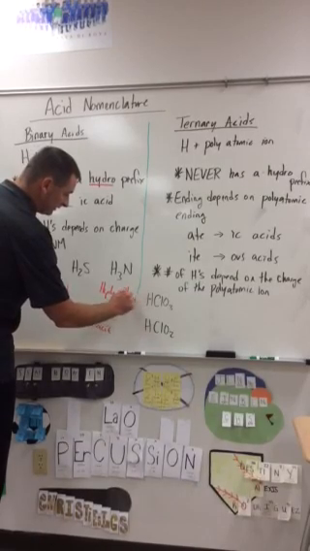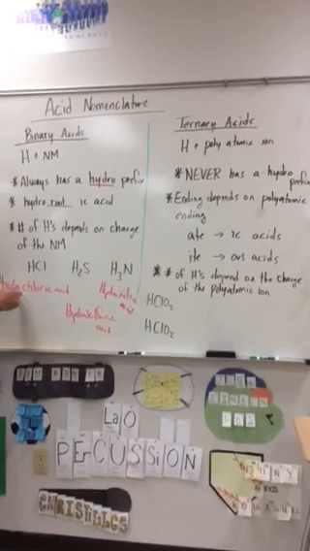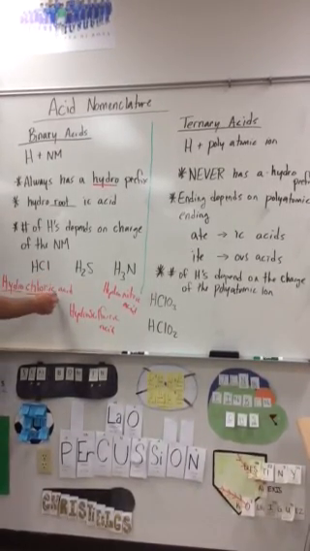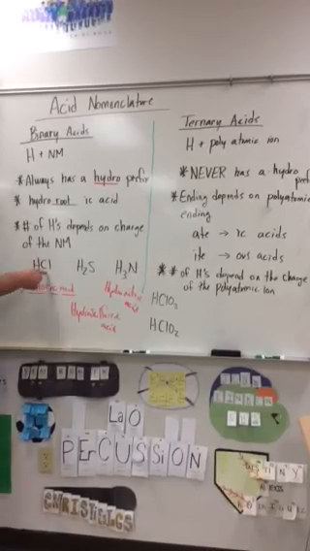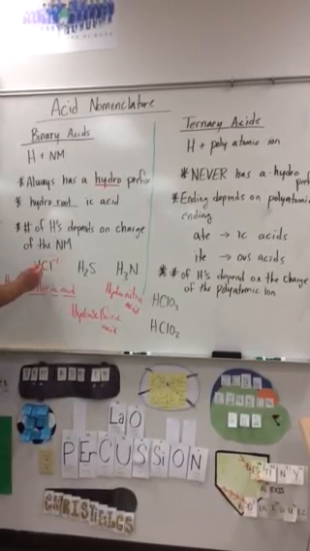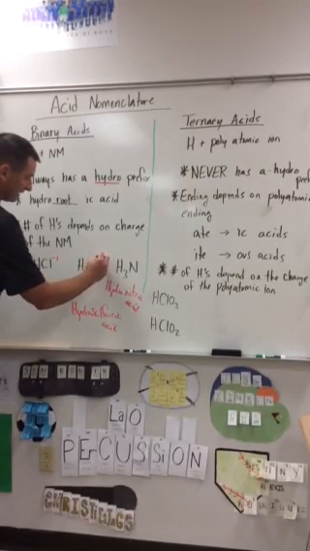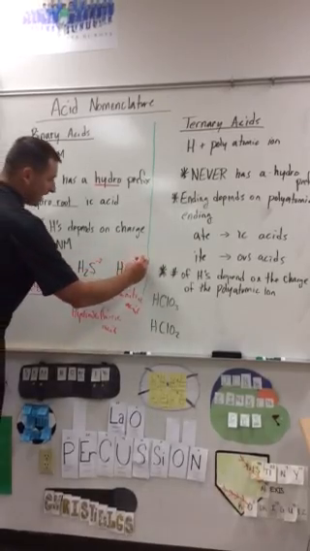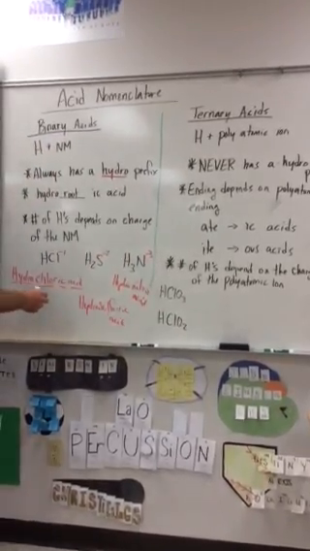hydronitric acid. As you can see, they all begin with hydro, then they have the root of the nonmetal, then the ic ending, ic acid. The number of hydrogens depends on the charge of the nonmetal. So chlorine has a -1 charge, so it needs one hydrogen to cancel that out. Sulfur has a -2 charge, so it needs two hydrogens to cancel it out. Nitrogen has a -3 charge, so it needs three hydrogens to cancel it out.